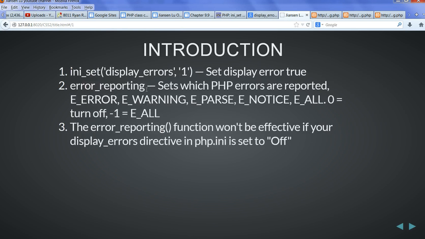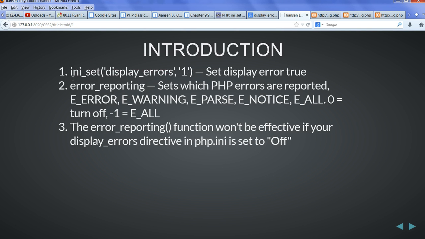So for PHP debug, we can first set display_errors to 1 in php.ini. This sets display errors to true. You can set display_errors in php.ini, or you can set it directly in your code with the ini_set function. This will, of course, override php.ini, so if you set 0, it will not display any error.